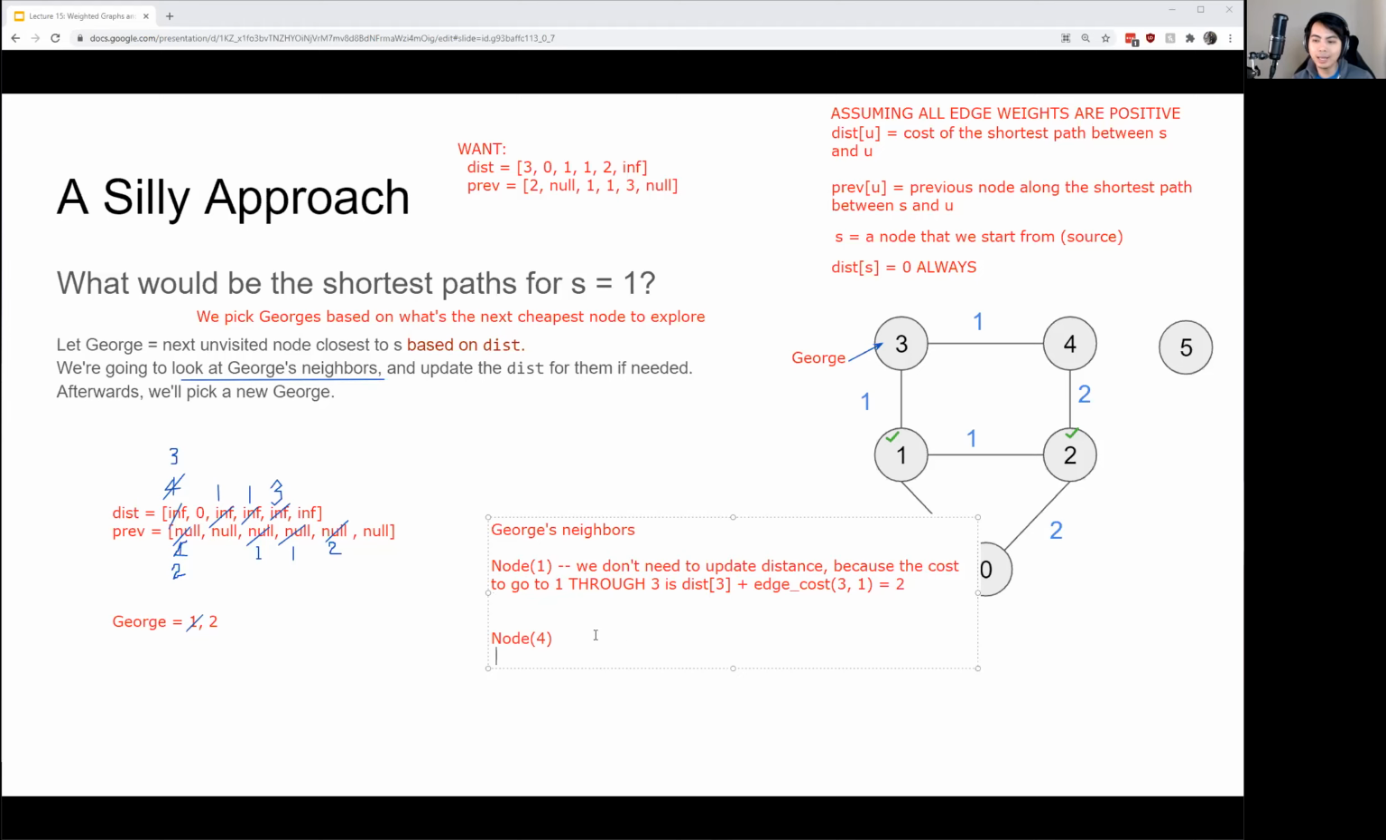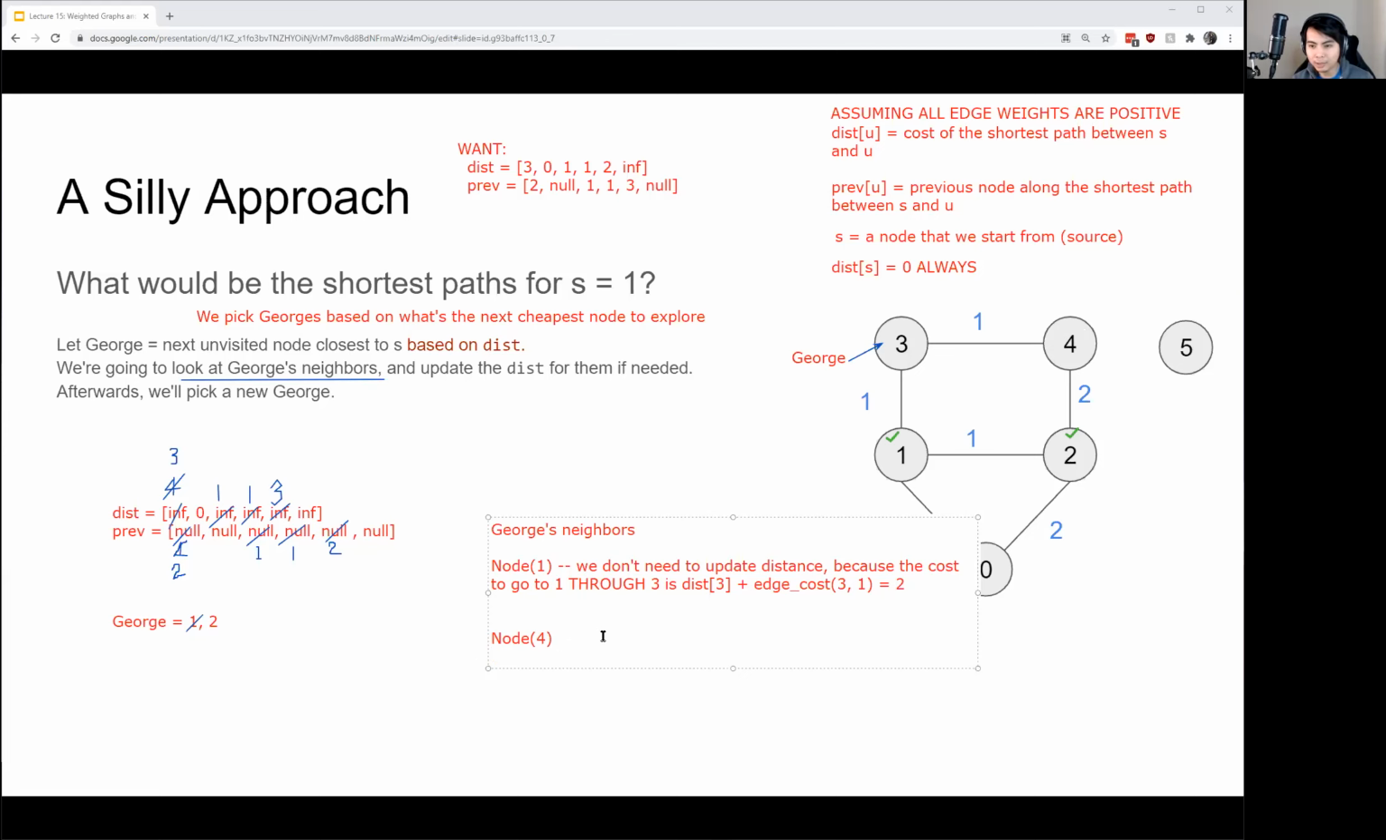Now, if we go ahead and try this again, and we ask for node 4, which is another neighbor of 3, do we need to update distance to node 4 based on traversing through node 3 to get to node 4? People are typing in yes in chat.